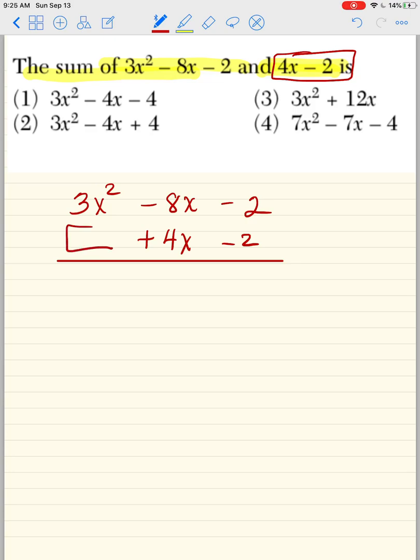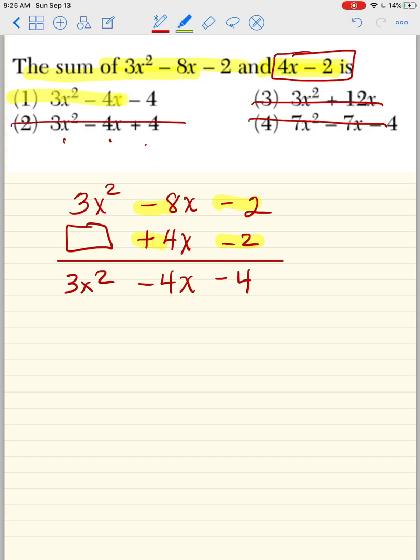3x squared plus nothing here is 3x squared. Now here, I owe $8, I have 4. So if you owe 8 and you have 4, that means you still owe 4. Here, I owe 2, therefore I owe 4. Now what you want to do is pick the right answer. The standardized exams love to give answers that look the same. So we got 3x squared minus 4x. This one says plus 4. So my answer is choice 1.